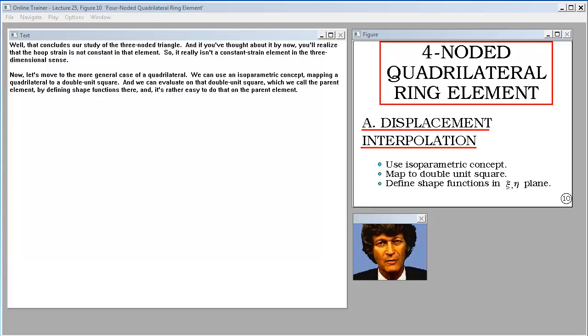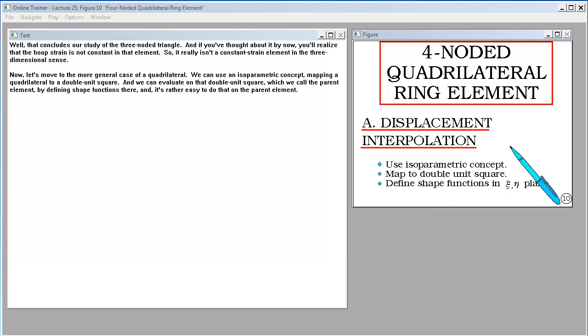Now let's move to the more general case of a quadrilateral. We can use an isoparametric concept, mapping a quadrilateral to a double unit square. Then we can evaluate on that double unit square, which we call the parent element, by defining shape functions there, and it's rather easy to do that on the parent element.